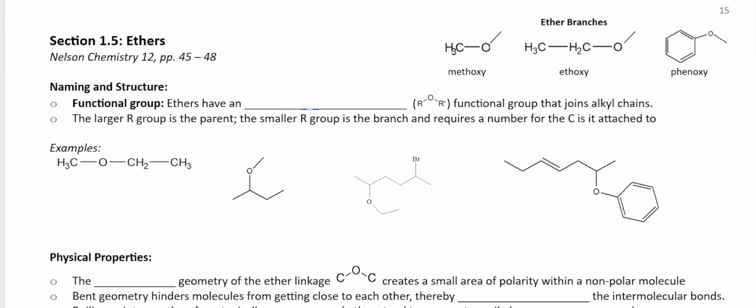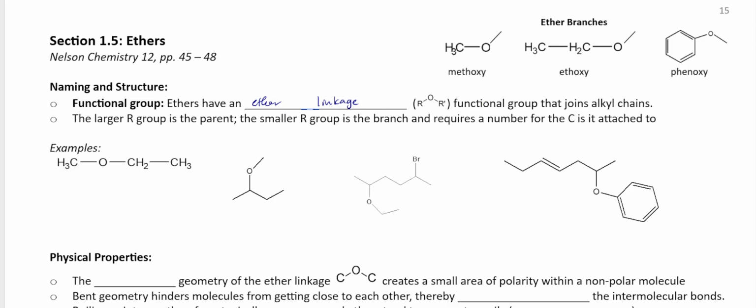In this video, we're going to look at ethers, and the functional group for the ether is the ether linkage. So we're going to write that right here. It's the ether linkage. And you can see right here, it's like an alkyl group bonded to an oxygen, bonded to another alkyl group. And that's the functional group that joins two alkyl chains.